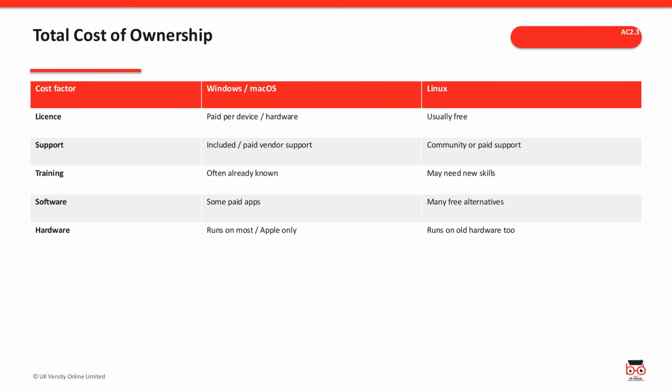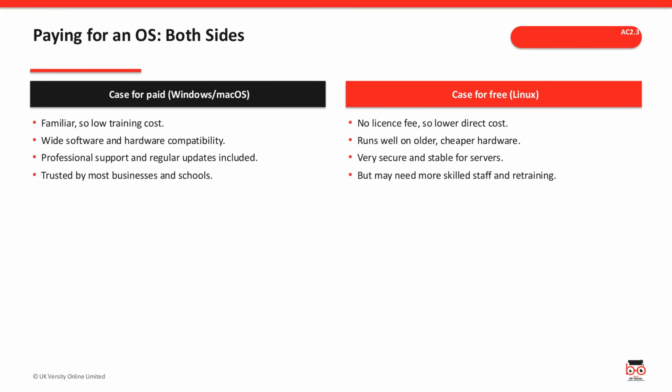Windows and macOS carry a paid license tied to a device or to Apple hardware, while Linux is usually free. Support might be included, bought from a vendor, or drawn from the community. Training may cost nothing if staff already know the system, or plenty if they don't. And where paid systems sometimes need paid apps, Linux often has free alternatives and will happily run on older hardware too. So let's hear both sides of the argument.